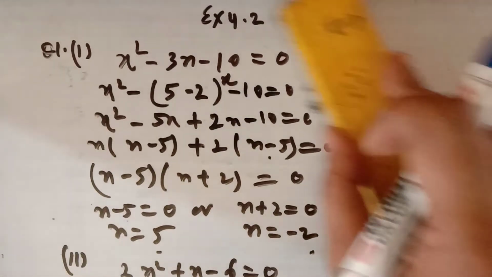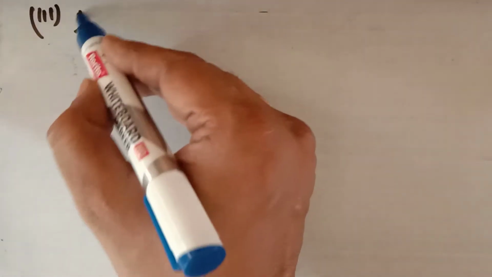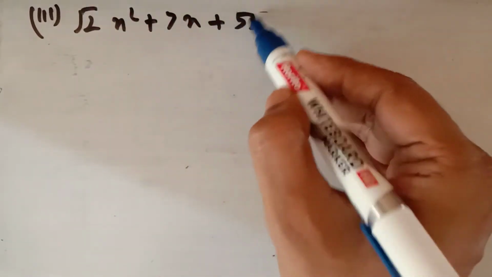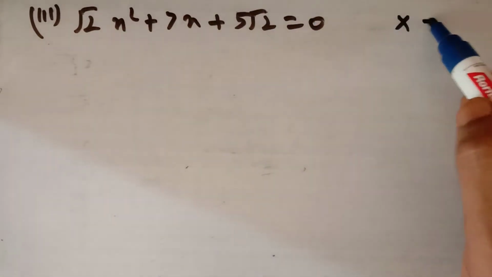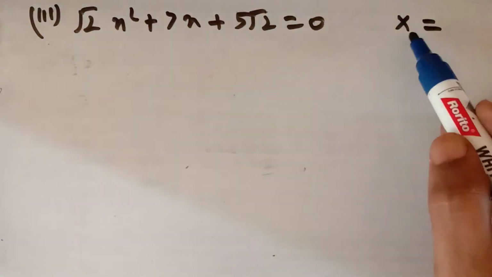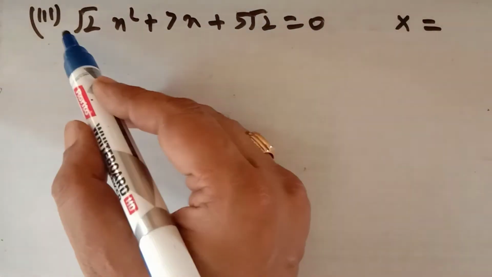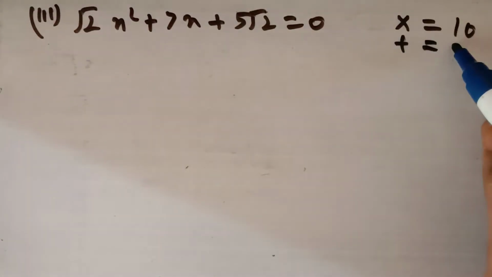So the next part, that is the third part of this exercise, question number 1. In the third part, what you have to solve is root 2x square plus 7x plus 5 root 2 equal to 0. I'm doing it in detail. For multiplication, I need the number root 2 into 5 root 2. So root 2 into root 2 is 2, and 2 into 5 is 10. And on addition, I need the number 7. So what are those two numbers? Those two numbers whose product is 10 and whose sum is 7.